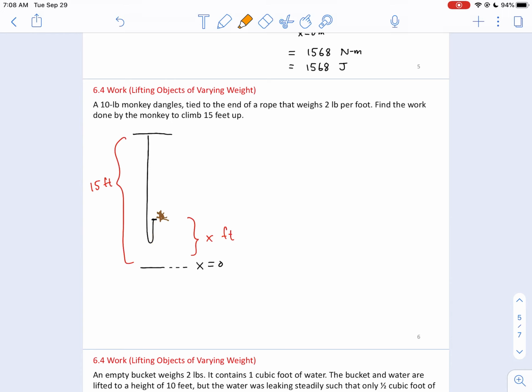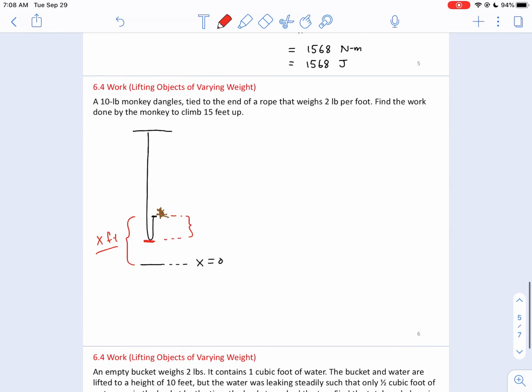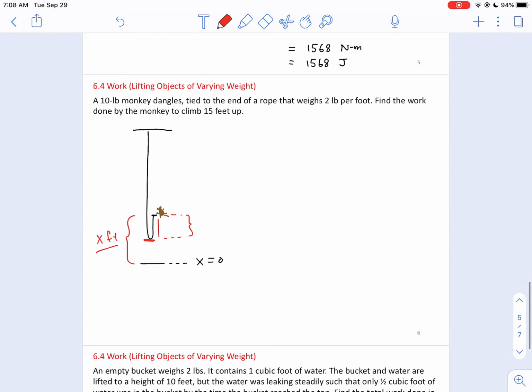So we have to actually figure out how much rope the monkey is holding after the monkey has gone X feet. So let's say the monkey has climbed 3 feet, then there should be 1.5 feet of rope underneath the monkey at that point. Whatever X is, we cut that in half to figure out how much rope is being held by the monkey. The rest of the rope is being held by the ceiling, so that part doesn't matter. All that matters is how much weight the monkey has and how much rope the monkey is lifting.